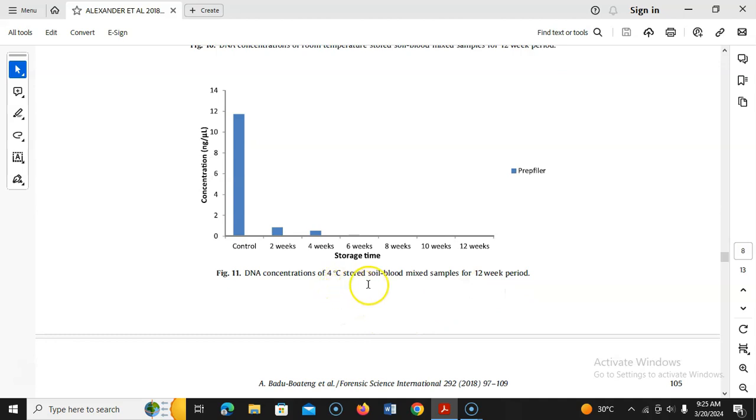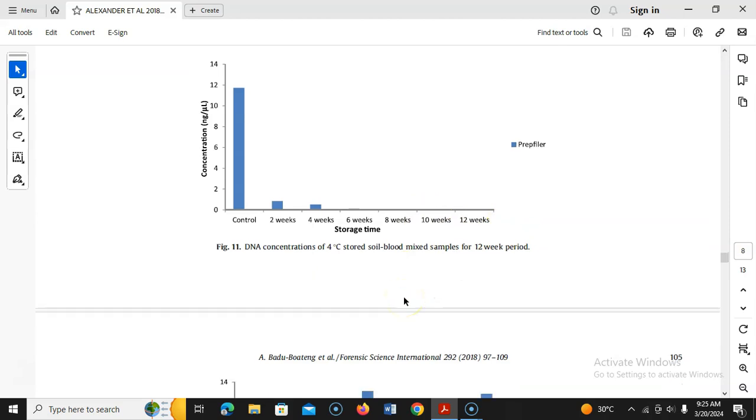Then for the 4 degrees stored samples, this is the control. At 2 weeks, concentrations had decreased drastically. By 4 weeks, concentration kept on decreasing. Then by the 10 to 12 weeks, there was nothing in there at all. DNA had degraded.